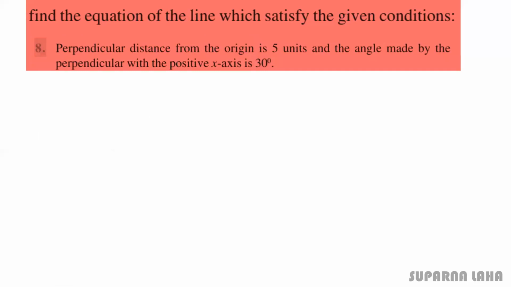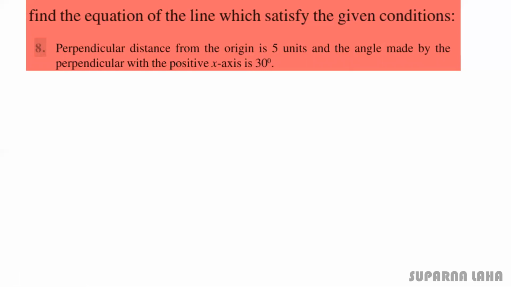Question number 8. The perpendicular distance from the origin is 5 units and the angle made by the perpendicular with the positive x-axis is 30 degrees. So the perpendicular distance from the origin is 5 units, and the angle made by the perpendicular with the positive x-axis is 30 degrees. Just to recall all the forms.